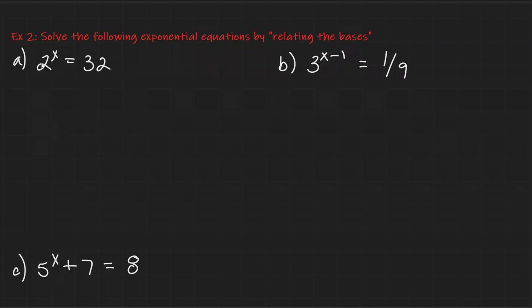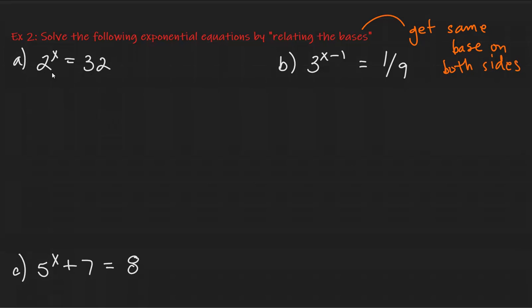So 2 to what power is 32? Well, we know that's 5. But what is this whole thing about relating the bases? It means getting the same base. Okay, let's write that down. That'll help us for the last two. Get same base on both sides.